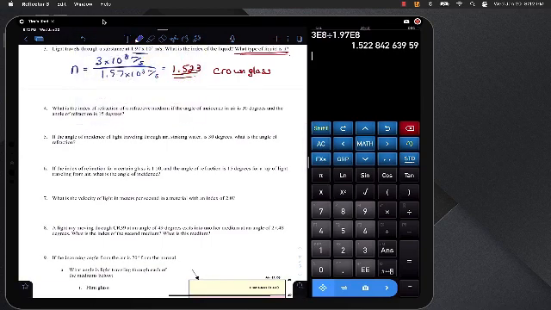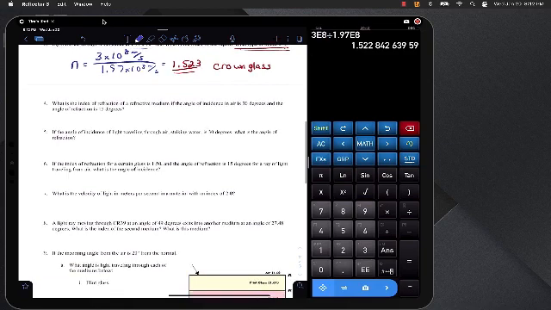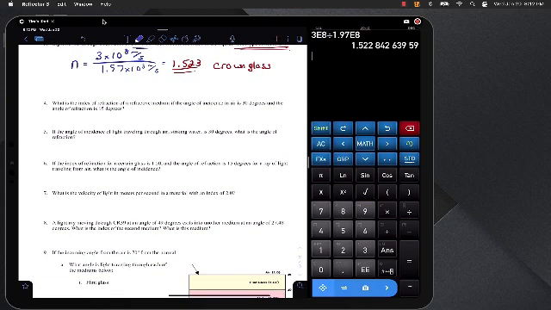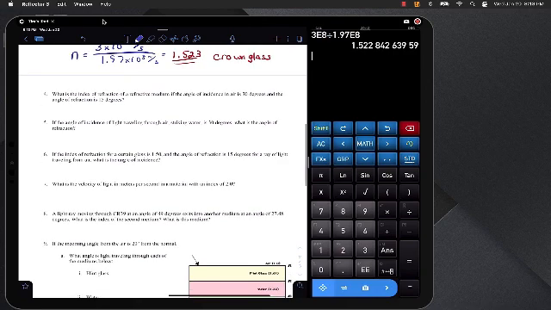Let's just do number 4. It says, what is the index of refraction of a refractive medium if the angle of incidence in air, all right, air is 1, we have the angle of incidence is 30 degrees, and the angle of refraction is 15 degrees. Good, this one will give us a little different look.